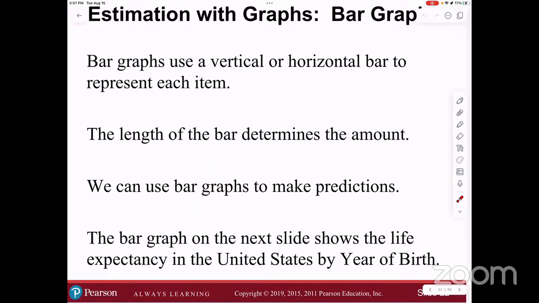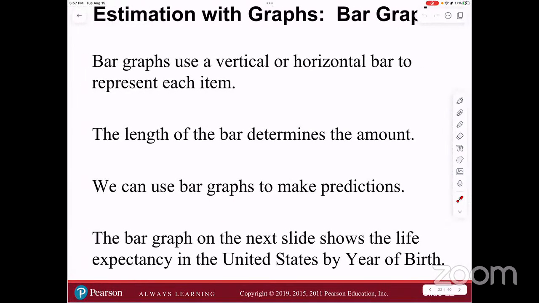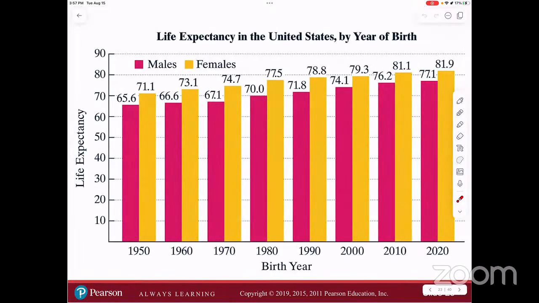Estimation and bar graphs. Bar graphs use a vertical or horizontal bar to represent each item. The length of the bar determines the amount. We can use bar graphs to make predictions. The bar graph on the next slide shows the life expectancy in the United States by year of birth. Okay, I feel like that's not too bad. Life expectancy in the United States by year of birth, and then I think it's male versus female. So the male is this pink, I guess, and the females are, I don't know if that's orange or yellow. I'm going to say yellow.